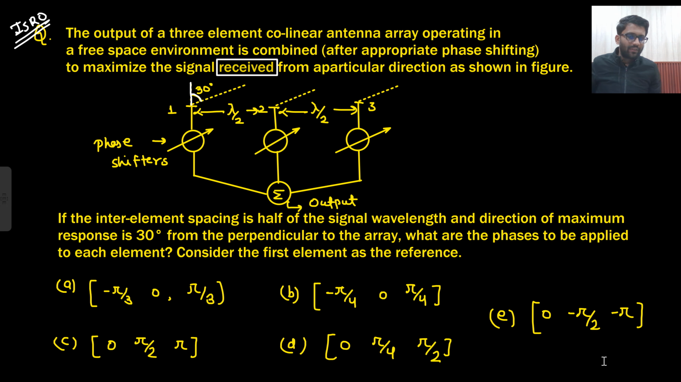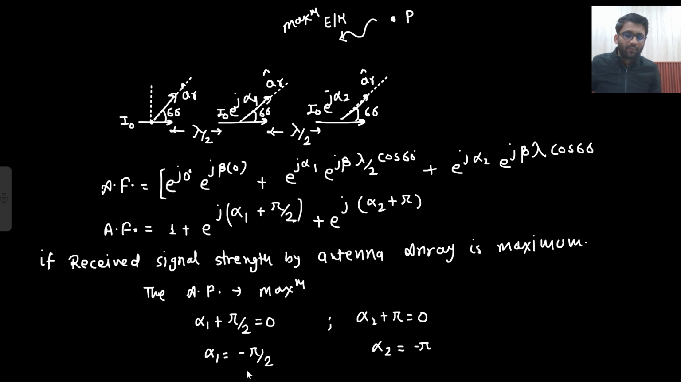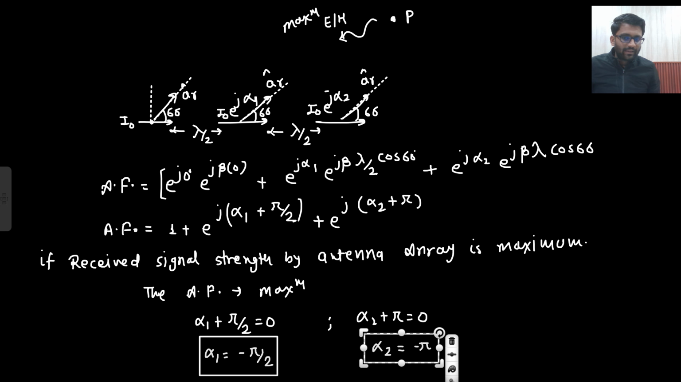Luckily, this option was not given: 0, minus pi by 2, minus pi. If this was given, people would have clicked on this one. But that is wrong. Why is that wrong? Let me tell you. The answer is 0, pi by 2, pi. But what are we getting? Certainly, the first one has 0 phase, the second one has minus pi by 2 phase, and the third one has minus pi phase.